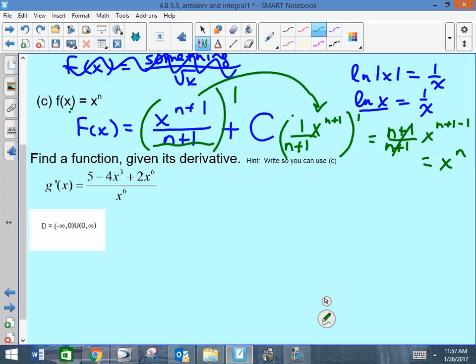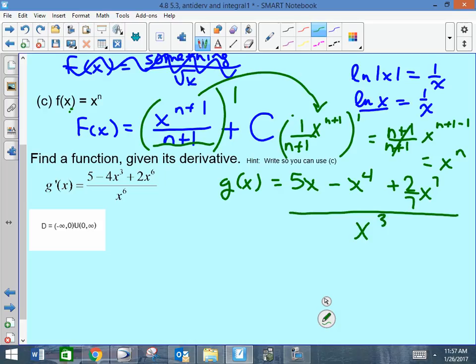All right, I'm ready. Whenever you are, Emma. Okay, 5x minus x to the 4th. So you're saying g of x is 5x minus x to the 4th plus 2/7 x to the 7th over x cubed. Okay. That was a nice idea, but what about c?